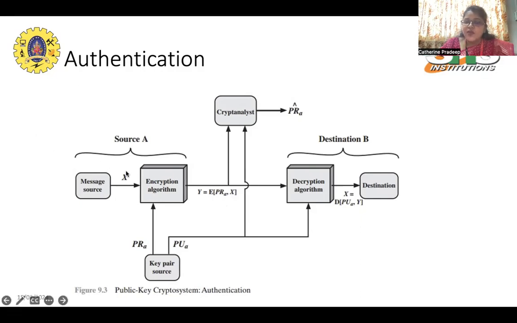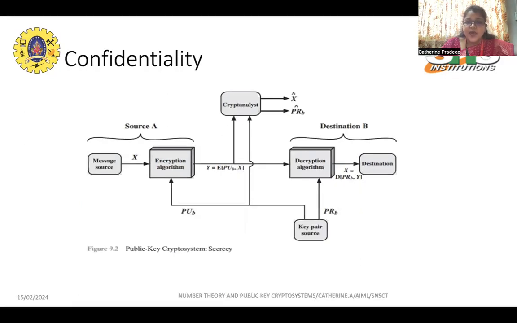But the source, in order to make the recipient understand that only I encrypted this message, you have to use the private key. So the cryptanalyst, since the public key is available to everyone, will try to crack the private key. Authentication is achieved by making use of the private key. So confidentiality: now you are not worried about authentication, but you want the message to be very safe and secure.